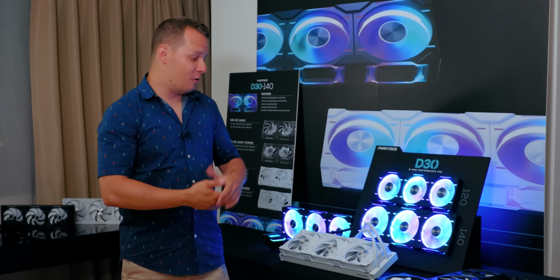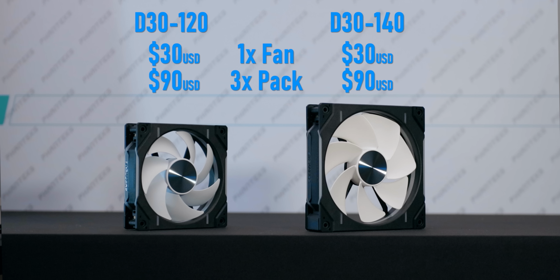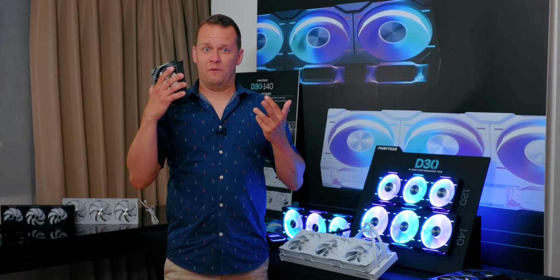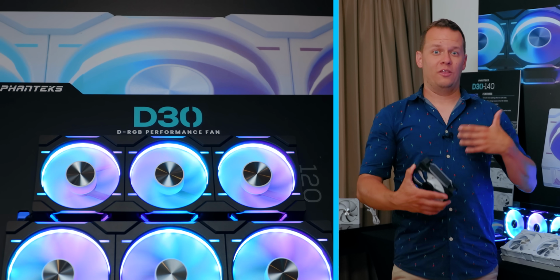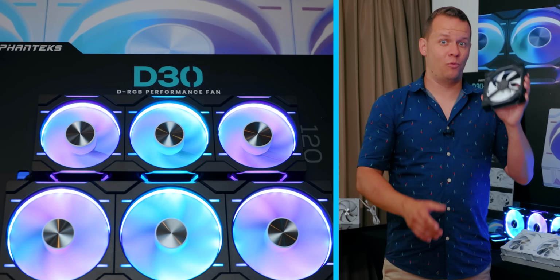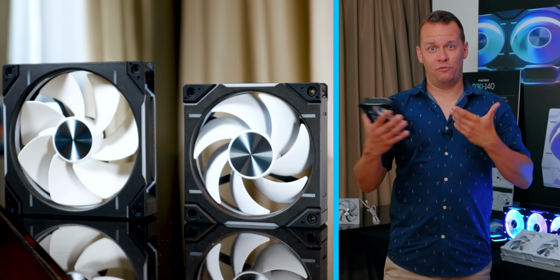But anyways, it is basically an upsized version of the D30-120 that I looked at a little while ago. That's about it. Basically, all of the stats increase. You basically get better static pressure, you get better airflow. Of course, the focus is still on static pressure because this is intended as a radiator fan. It's also available in your regular and reverse modes.